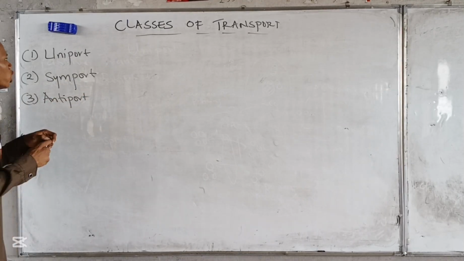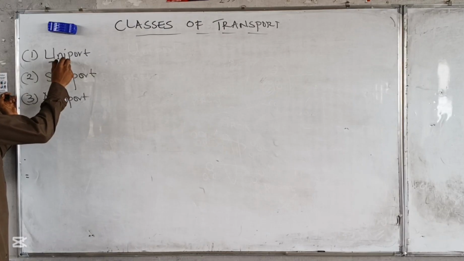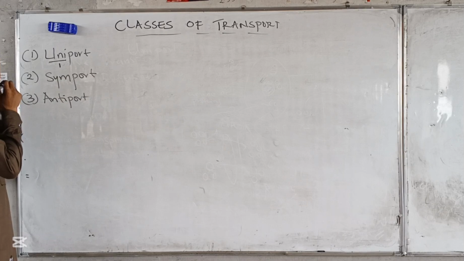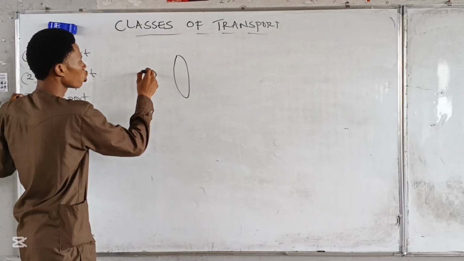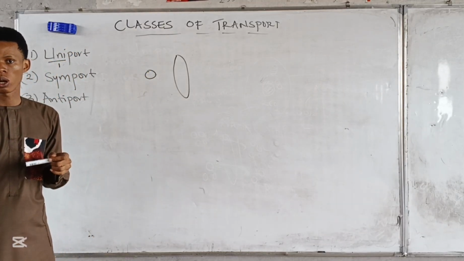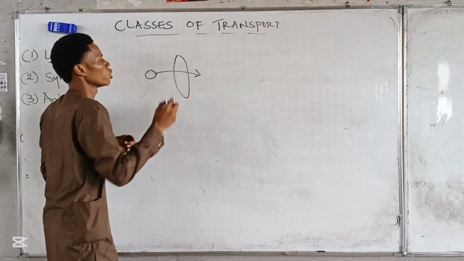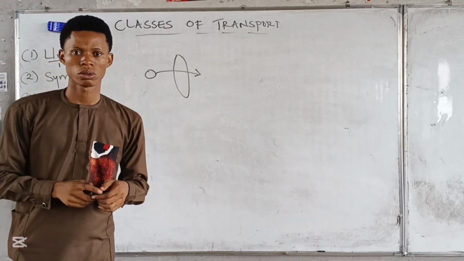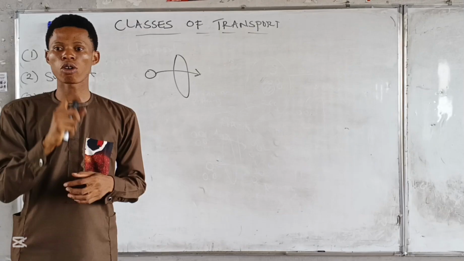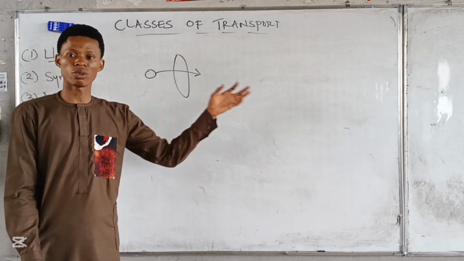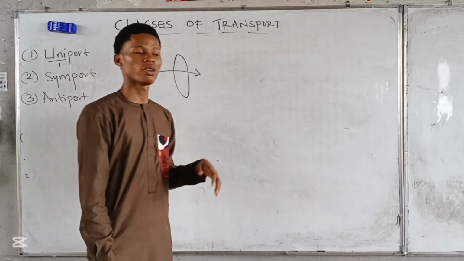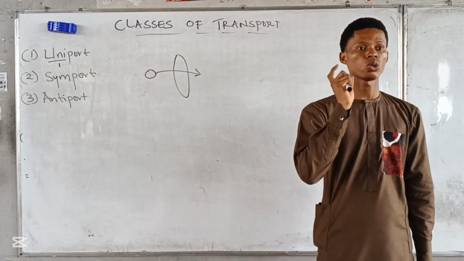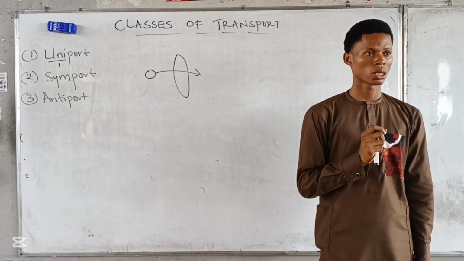Now, the classes of transport, we have three classes, which are uniport, symport, and antiport. Now, uni means what? One. Please, the uni here is not university. The uni here means one. Now, uniport. If this is a membrane, and you are transporting a single molecule across the membrane, either into the cell or out of the cell, we call that uniport. Uniport is a lone ranger, one molecule moving in or out of the cell. That is uniport. Do we get that?